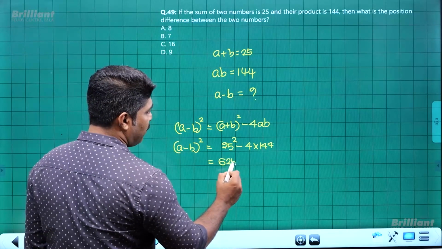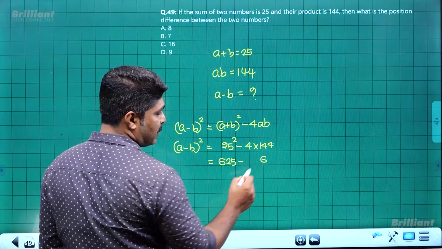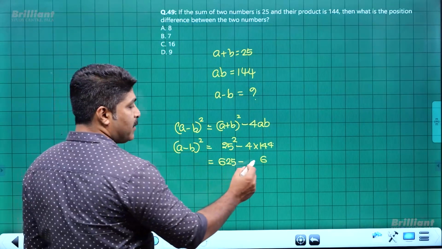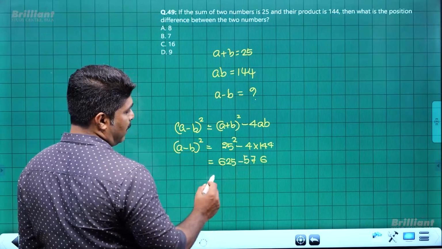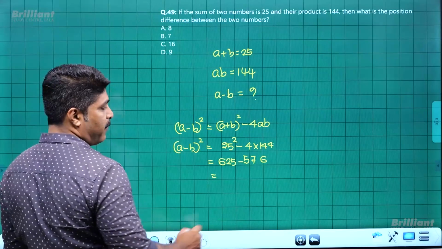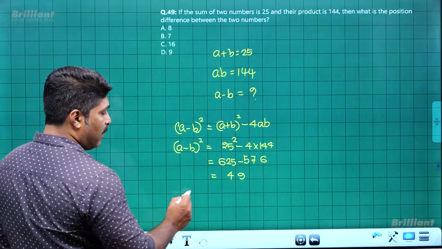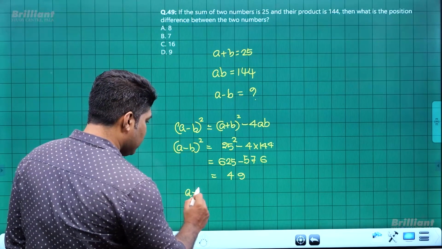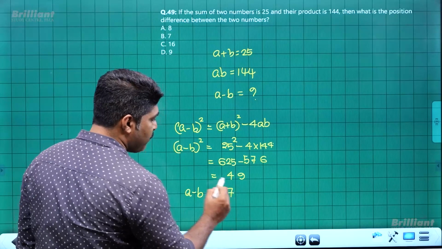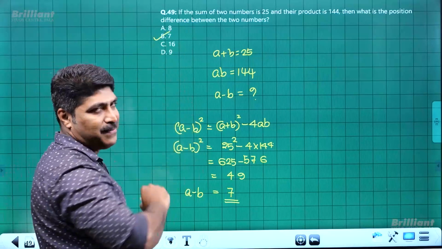What is 25 square? That is 625, and 4 times 144 is 576. Just simplify it. So what we will get? 625 minus 576 is 49. Therefore, a minus b the whole square equals 49, so a minus b is the root of this value, which is equal to 7. So that is the answer.